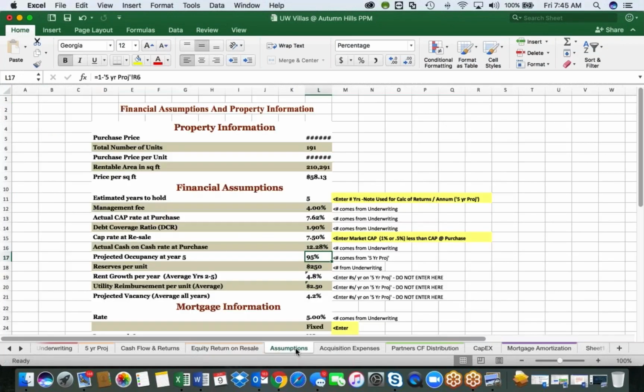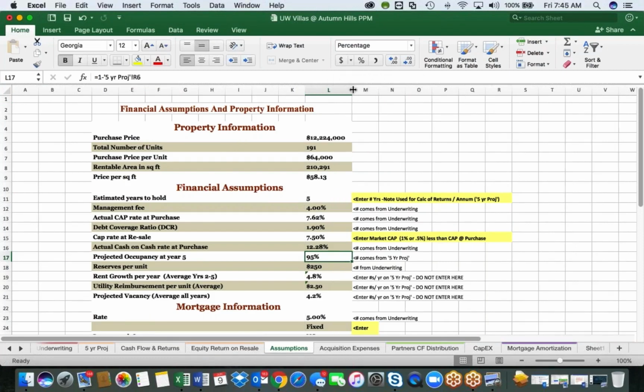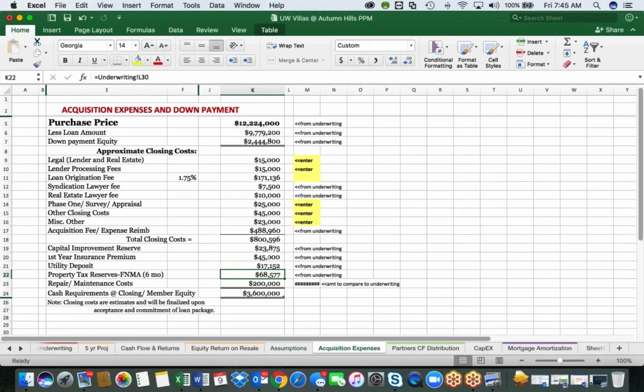And then assumptions, these are assumptions also. The purchase price, I don't know why it didn't come here, but it should have come. Oh, there it is. I was wondering what's happening. Move it up. And then the acquisition expenses. Look at that here. Isn't that great?